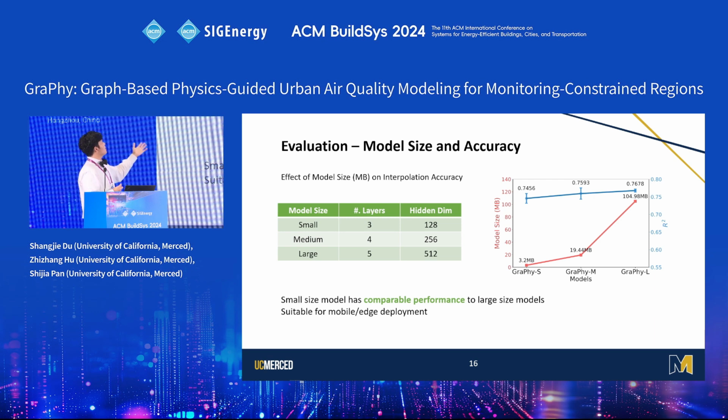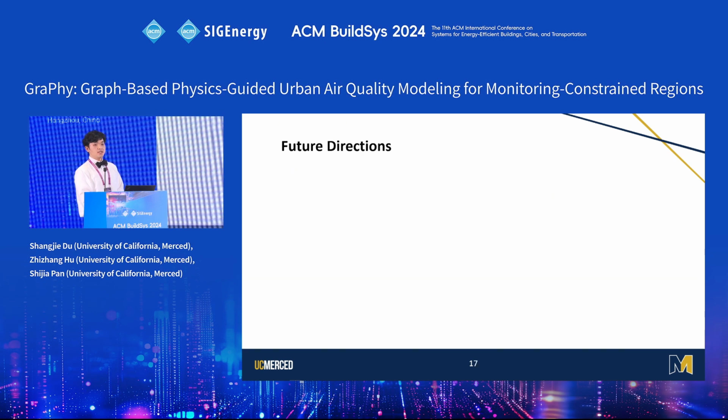Looking at the evaluation for different model sizes, we find a very interesting point. The smallest model size, with only 3 GraPhy layers, performs very similarly to the largest model size, which is really cool because that means our model can actually be computed on mobile or on edge. So all in all, our system not only can accurately interpolate spatially different air quality information, but also can do it on the phone or edge or anywhere that you can compute anything.